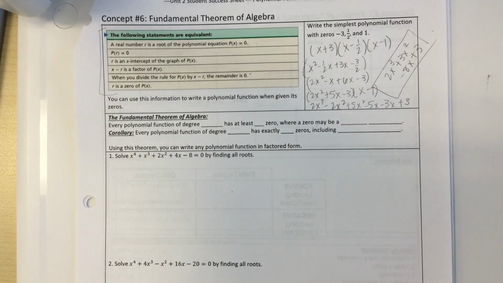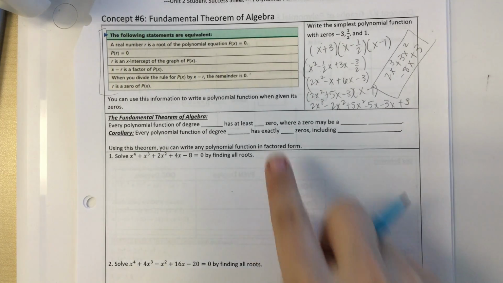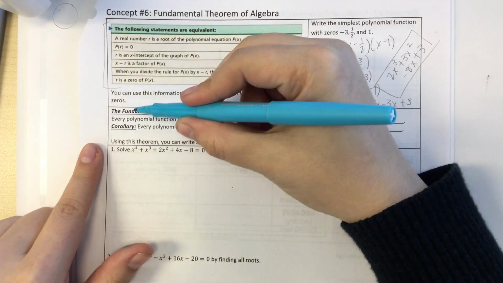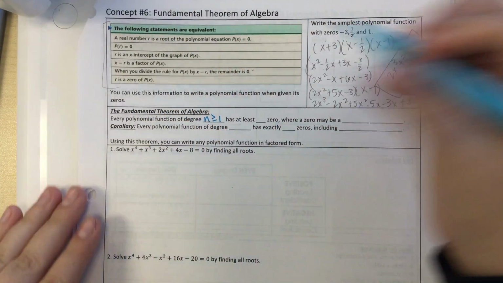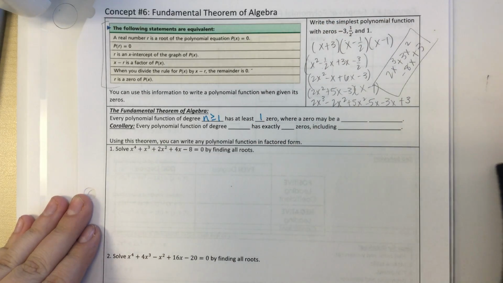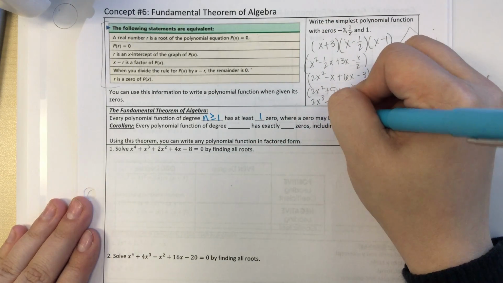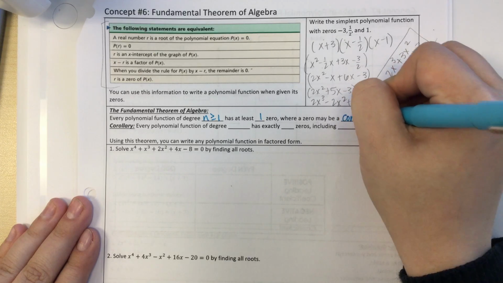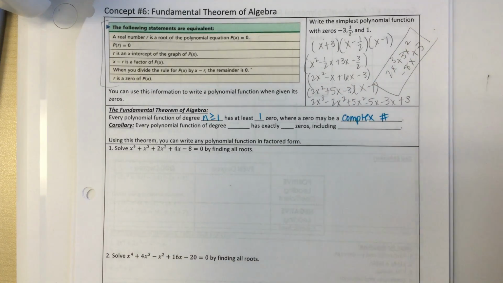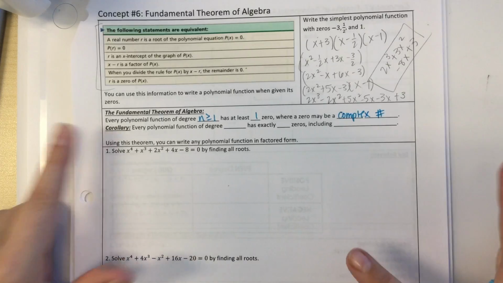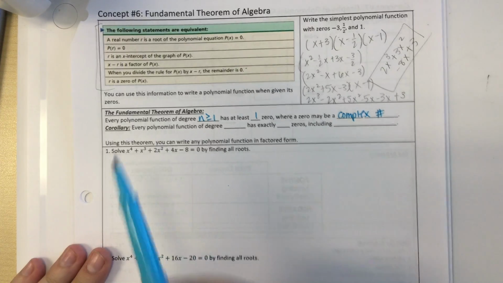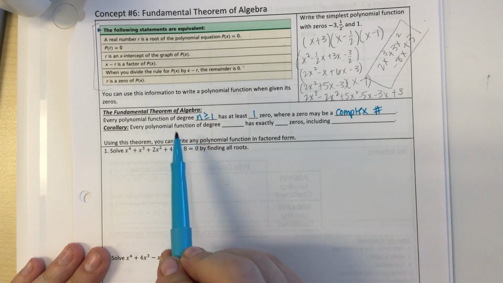Okay, the fundamental theorem of algebra is exactly this right here. Every polynomial function of degree n bigger than or equal to 1 has at least one zero, where a zero may be a complex number. That's the whole fundamental theorem of algebra. That's it.